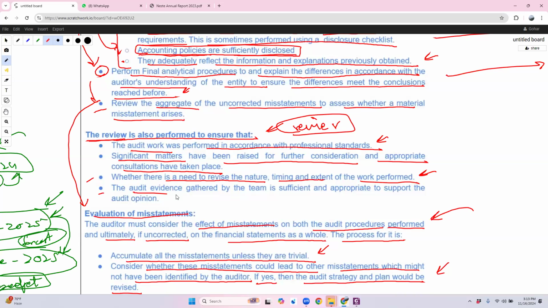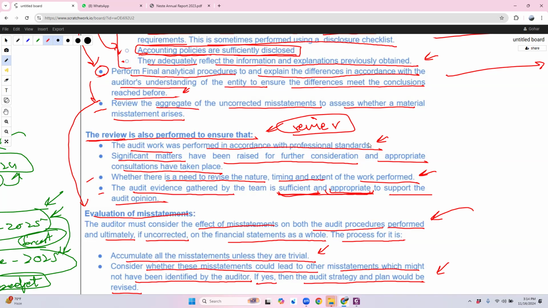The next thing: the audit evidence gathered by the audit team is sufficient and appropriate to support the audit opinion. You clearly remember these two words that I taught you when we were first studying the audit risk portion. I told you whatever evidence the auditor has to gather, it must be sufficient. This means quantity wise. It also has to be appropriate, so qualitatively it should also be good. So any evidence you have taken, it is of a good quantity and it is of a good quality. You also make sure of that.